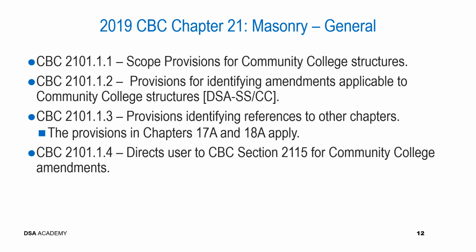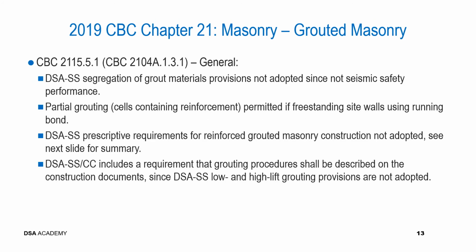These are the code sections that cover typical provisions in the community college code requirements. The 4 main issues and differences between the community colleges and DSA are: the segregation of grout material provisions are not adopted when non-structural safety issues are performed. Partial grouting is allowed in freestanding site walls that use running bond. DSA SS requirements for reinforced grouted masonry are not adopted, and you'll see that on the next screen.